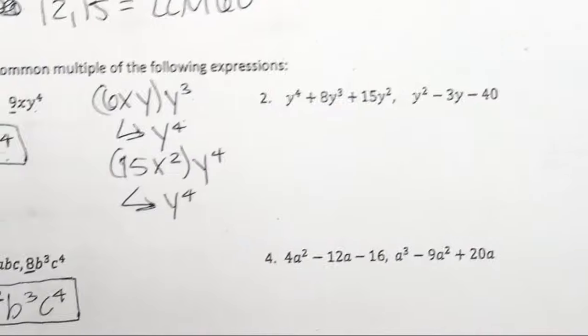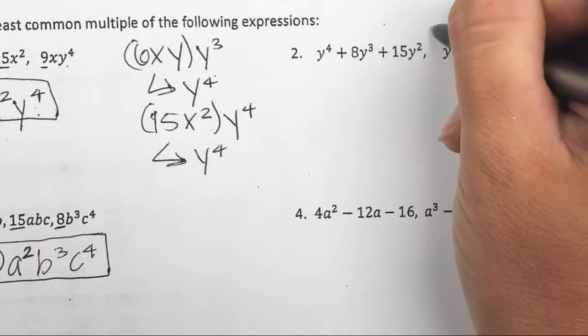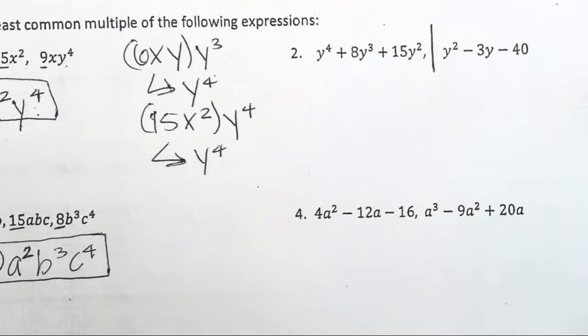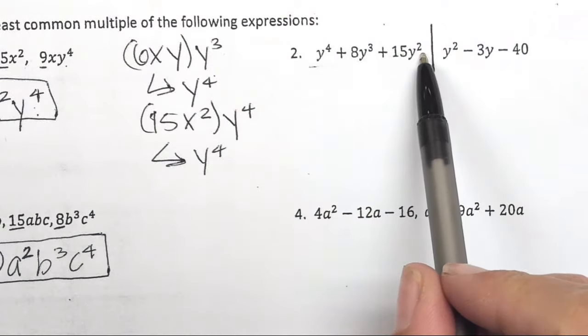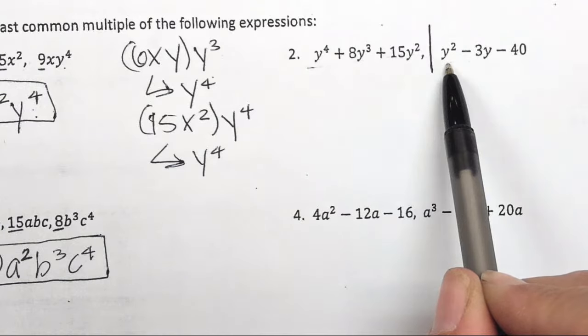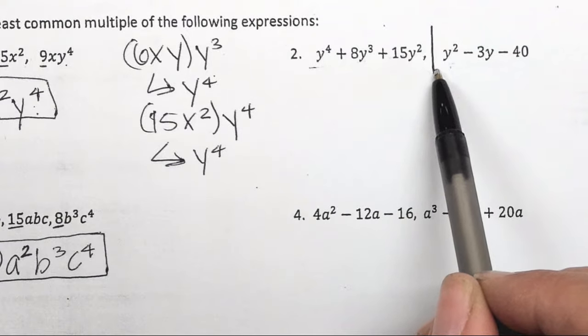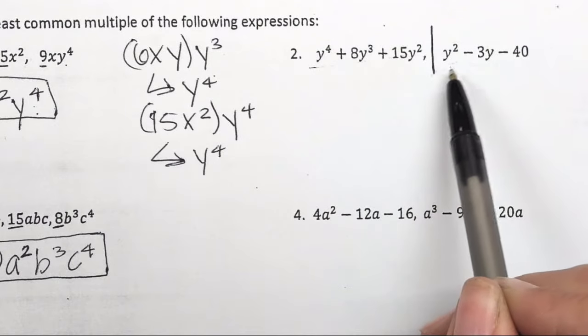Alright, so now we have number 2. And it looks kind of tricky. What can we do probably to make this easier? Add. These are two separate terms. So we're trying to find the LCM of this and this. You can't find an LCM unless you have two things to compare. Let's go ahead and factor both of them.